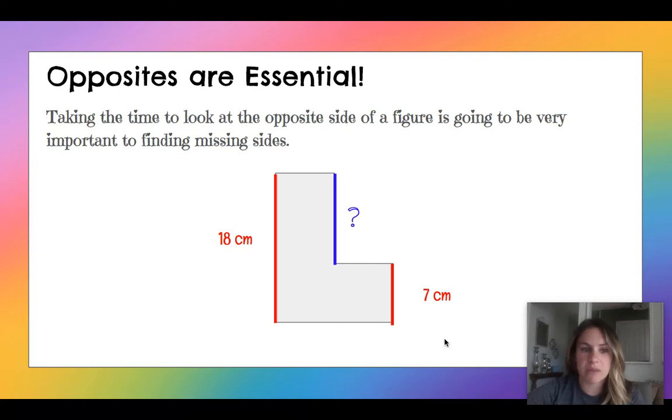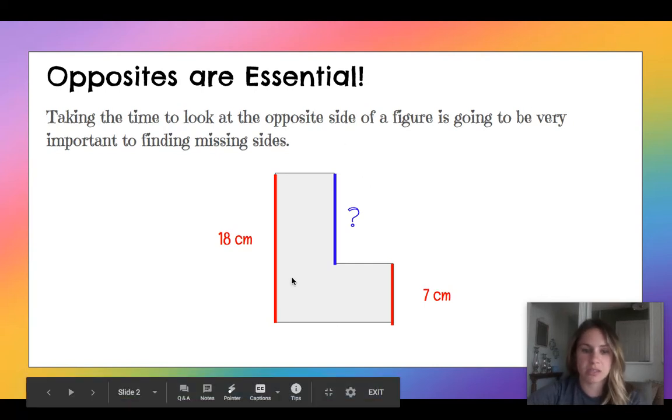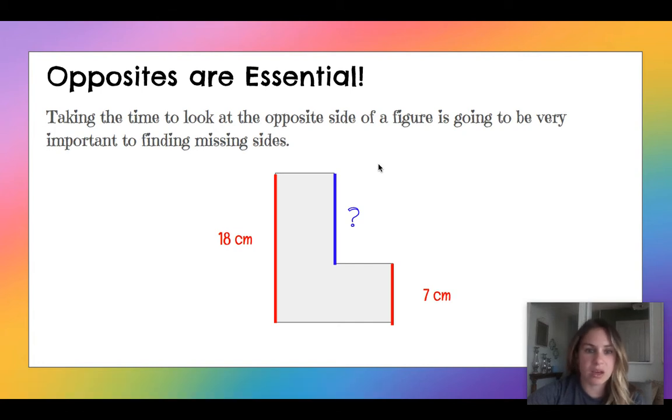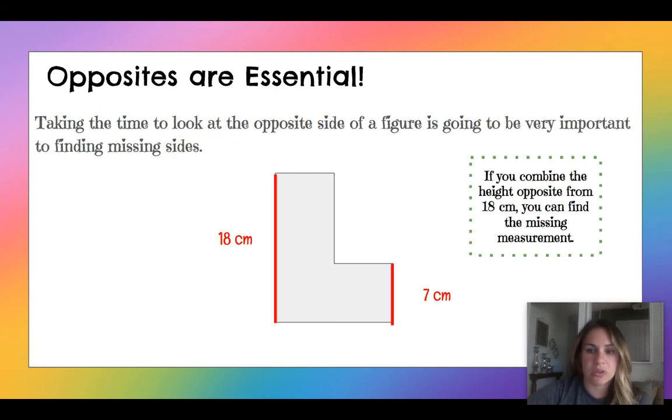So now is the time to really think about our opposite sides. Our left side here and our right side are the same height, essentially. So we have to think about if we added that bottom red space up to the top blue space, could that equal the other side? If you combine the height, you will find that you can reach that missing side because that's the same height from bottom to top.